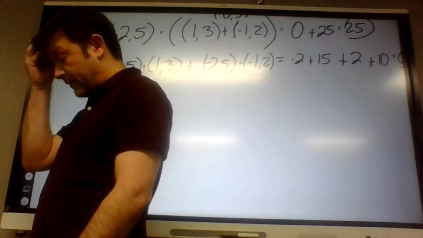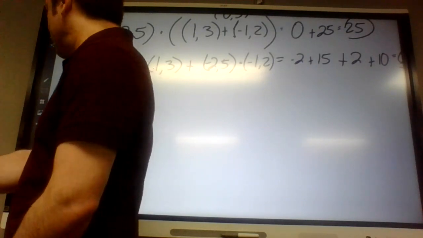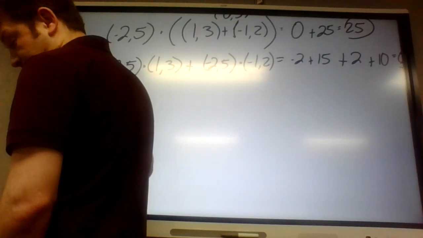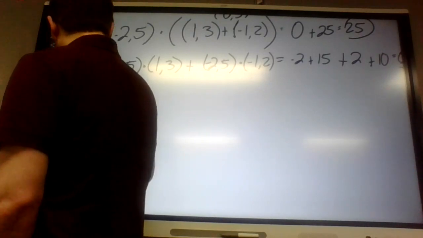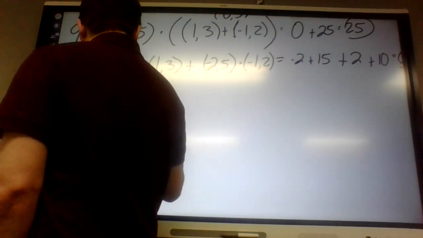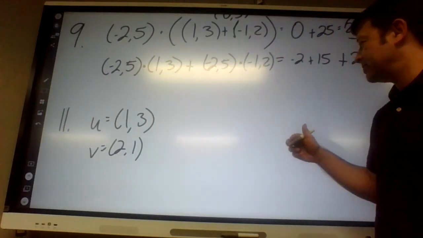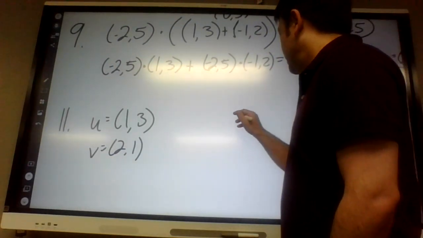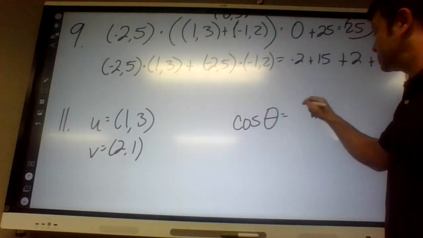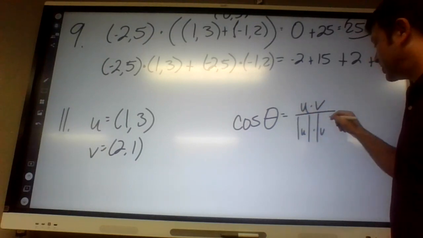Number 11, verify that the angle between U and V is 45. So they're kind of telling us the answer at the beginning. U is 1, 3, V is 2, 1. Alright, you guys remember that formula? It's written on the page before, but you guys remember the formula? Probably not. It's cosine of theta, theta is what we're looking for here, equals U dot V over magnitude of U times magnitude of V.